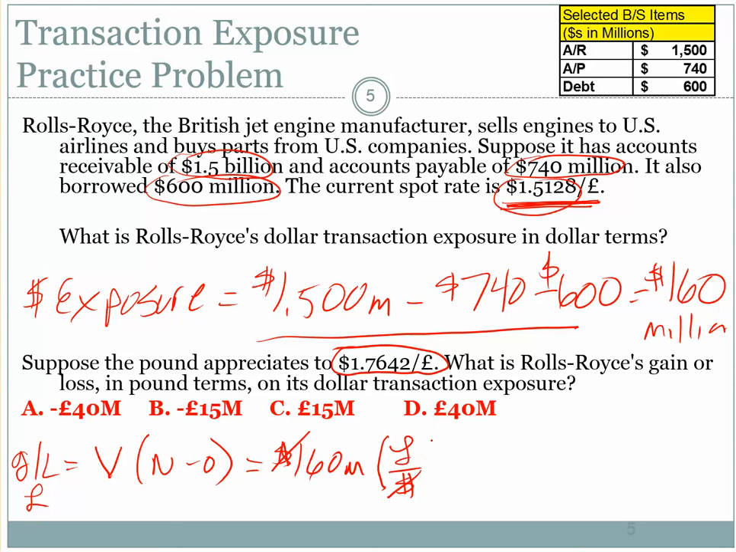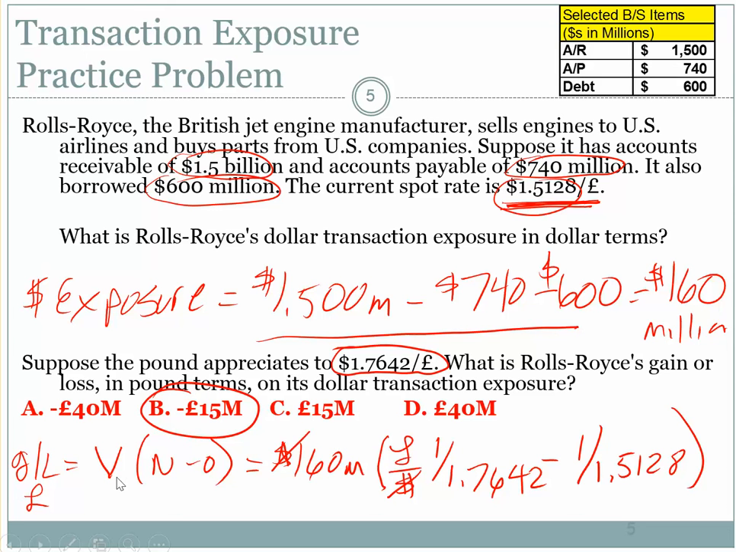So the new pound per dollar exchange rate is the old 51.28. That will give us a loss of 15 million pounds, or give Rolls-Royce a loss of 15 million pounds.